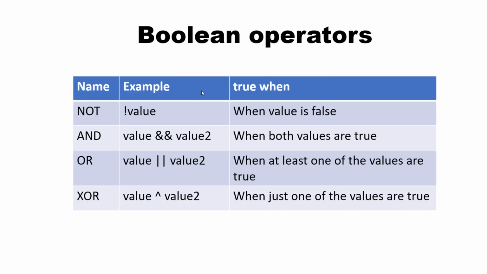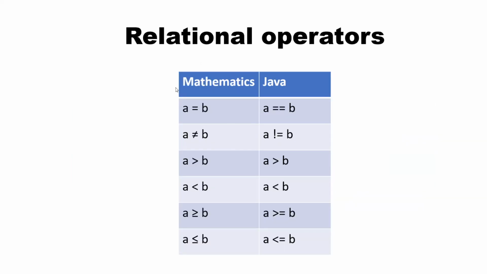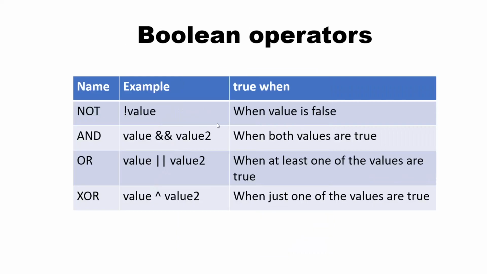So the Boolean operators are different from the relational operators in that the relational operators are a relationship between numbers, but the Boolean operators are a relationship between values. So for example, we could do not. The not symbol means changing the value to the opposite. For example, not true would equal false, or not false would equal true. So it's true when the value is false. So it's like getting the opposite value of a true or false.